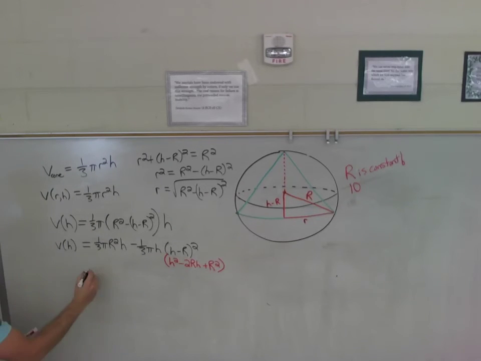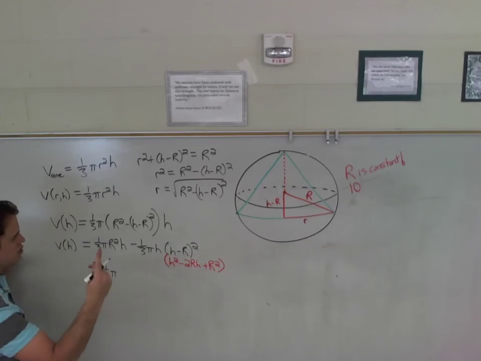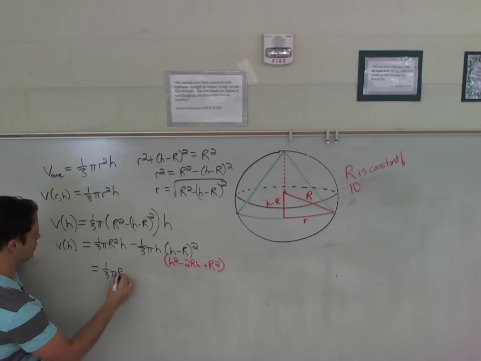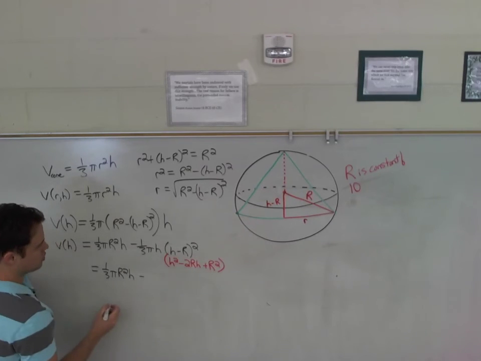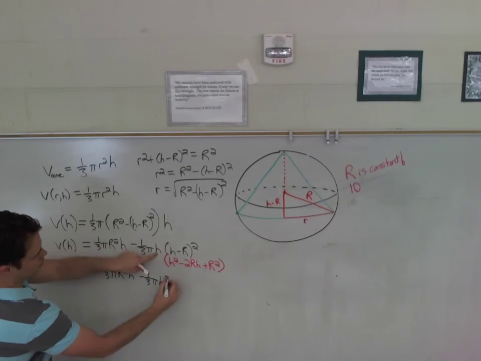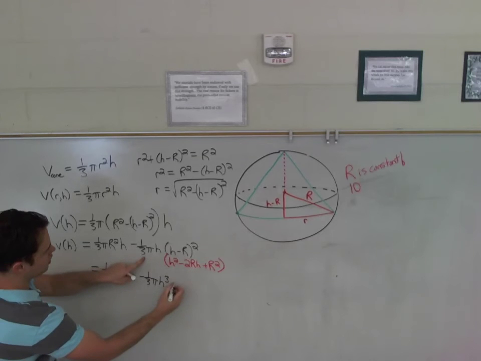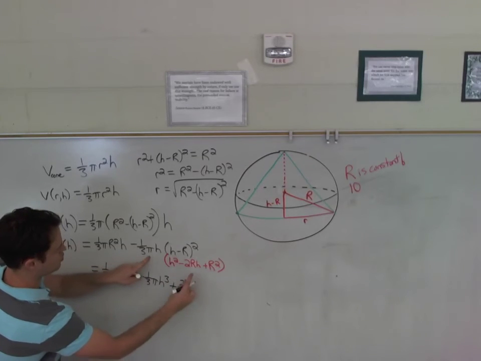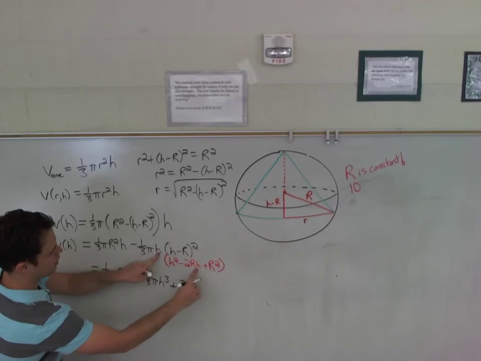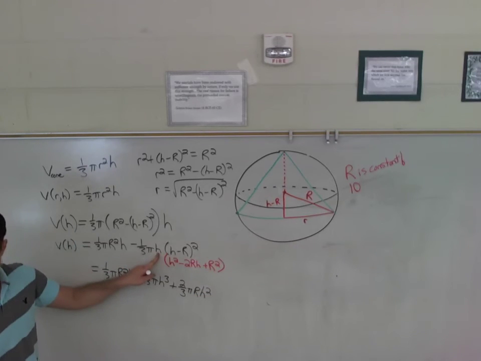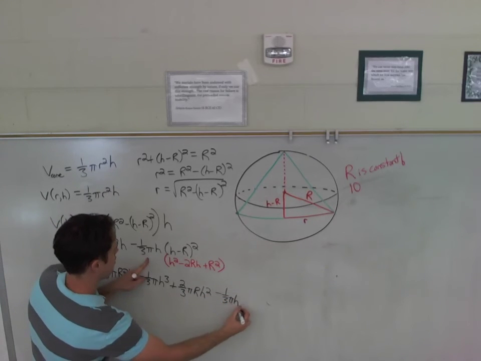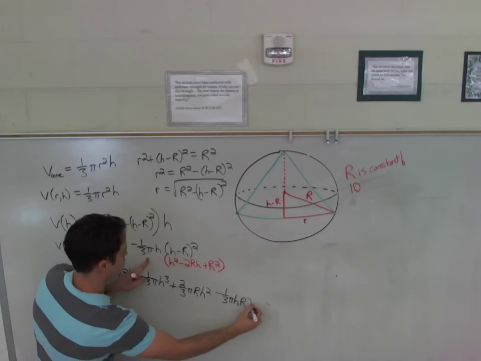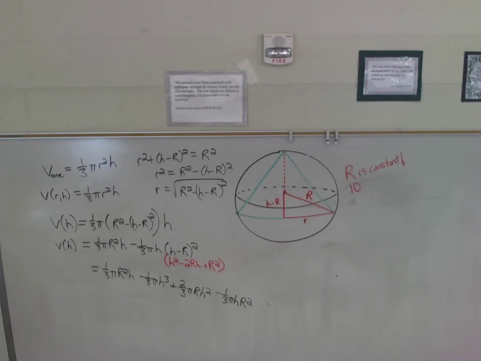Okay. So then we're going to say, it looks ugly, but if you keep in mind that r is constant and pi is constant, this isn't going to be that bad. So then we're going to distribute this to each one of those. So that's minus 1/3 pi h to the third, and then this one's going to be plus 2/3 pi r h squared, right? And then this one's going to be minus 1/3 pi h r squared.